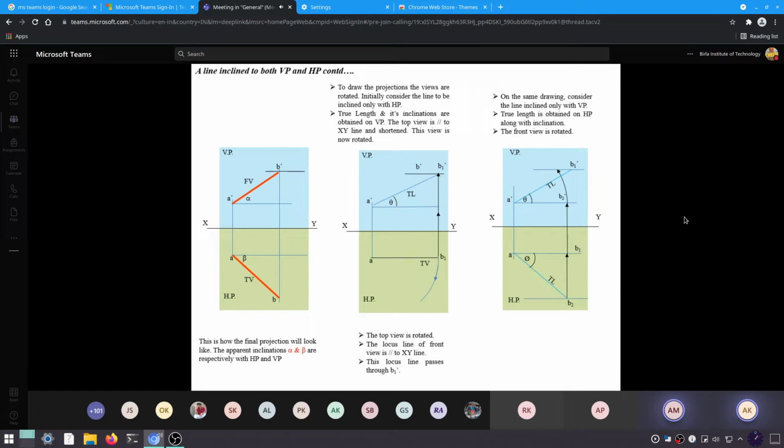So I hope it is clear to all of you what is alpha, what is beta, what is theta, what is phi, right? And how we are going to draw the front view and the top view of a line which is inclined to both the planes, right? This animation is showing you that only.